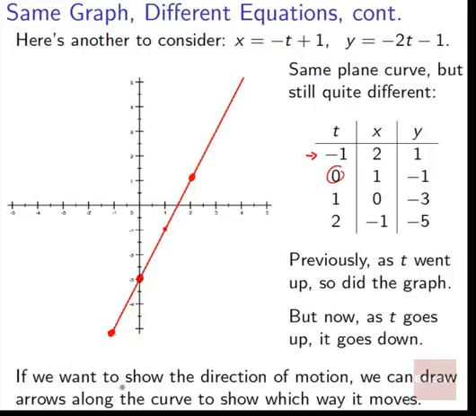If we want to show the direction of motion, if we want to show which way it's moving, we can draw arrows along the curve. So in this case, it'd be useful to distinguish this graph from the previous one by showing it with arrows. We just place little arrowheads along the curve occasionally so we can see which way it's pointing. We wouldn't make it that large probably unless we're trying to make a point. So we just make little arrowheads so we can see which way motion is going.